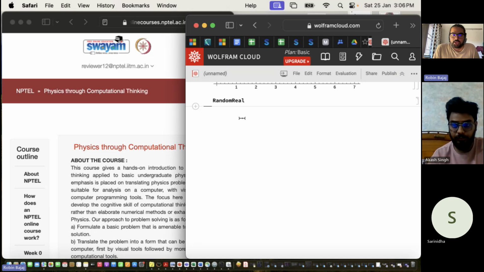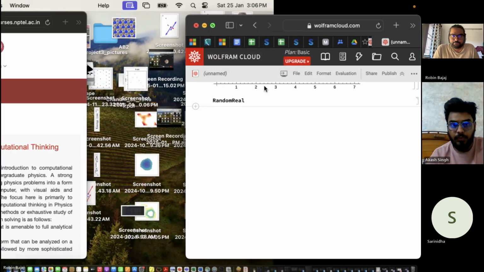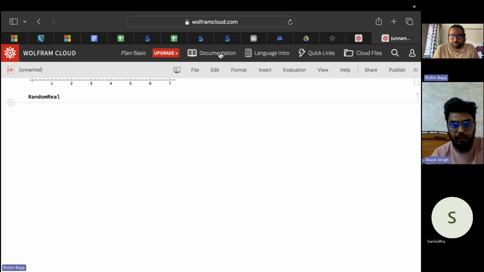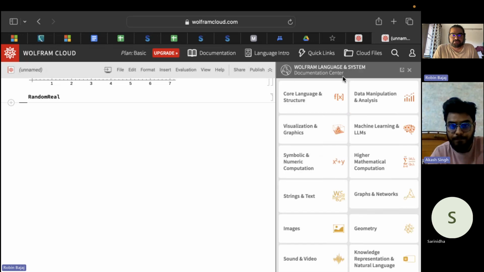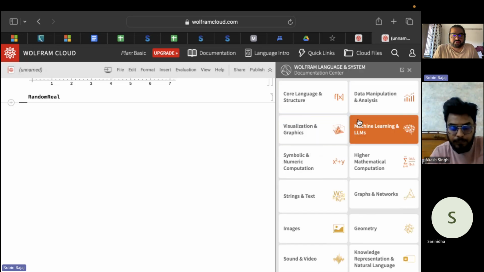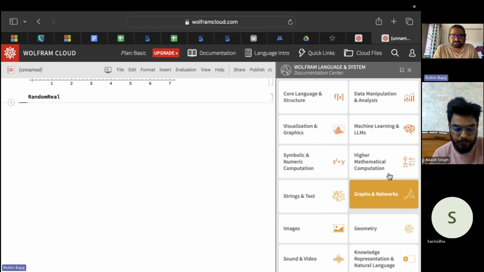So you are familiar with this Wolfram Cloud, right? Yes, sir. Do you know how you can look up the documentation of this? No, sir. Okay, so you click this documentation tab. Let's say you don't know initially what to do. You click this, you get a lot of tabs about what can be done in this, right?